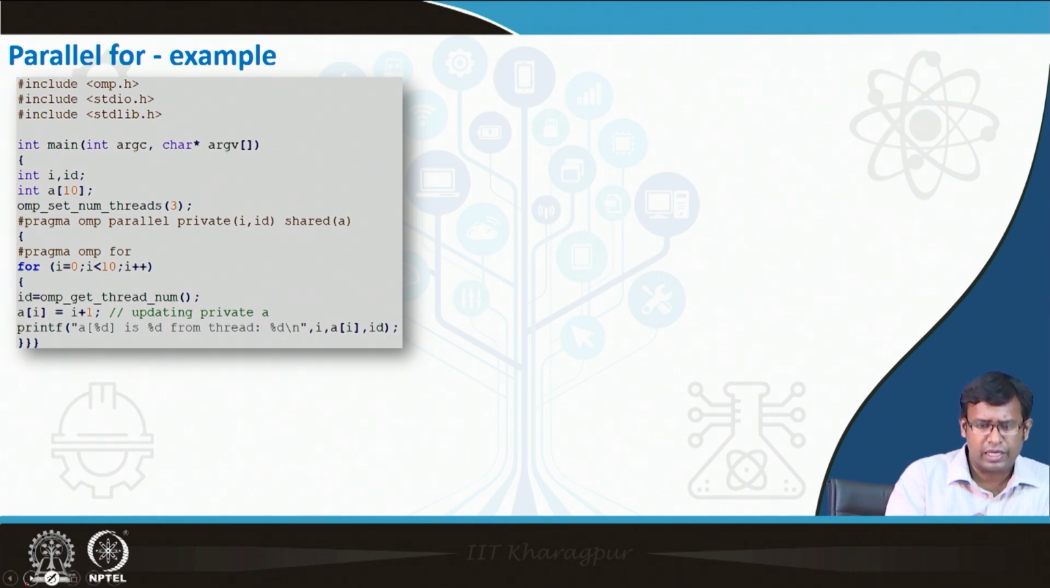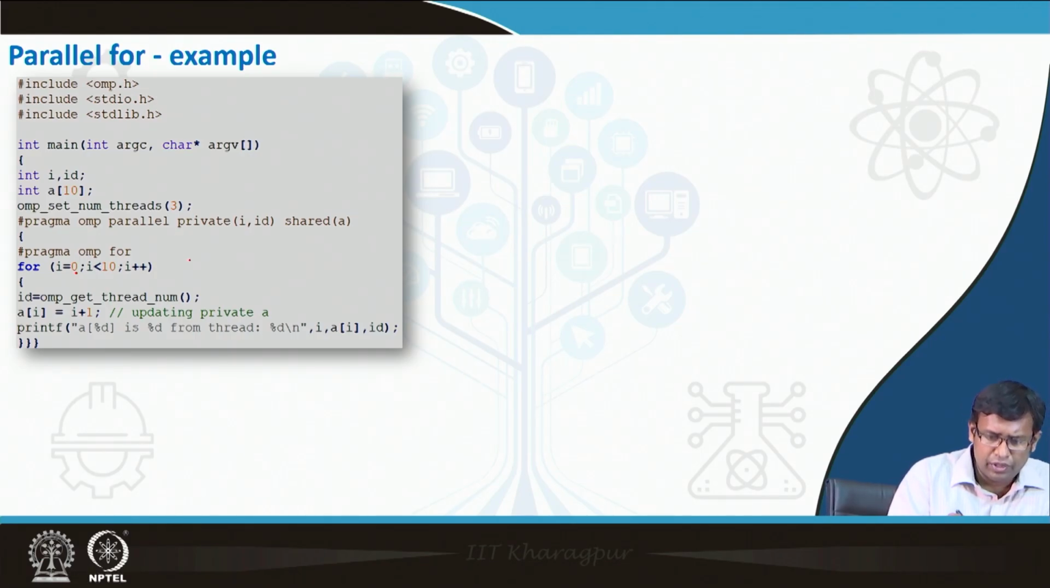What we are doing here is omp_set_num_threads equal to 3, then pragma omp parallel with i and id private, and A shared, and there is a loop i equal to 0 to 9. For that, id is omp_get_thread_num, and there is a variable A whose each element is i plus 1. So A[0] is 1, A[1] is 2, and so on, and it will print the value of A[i] along with the thread number.